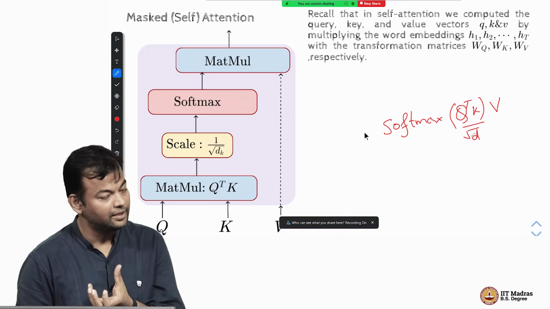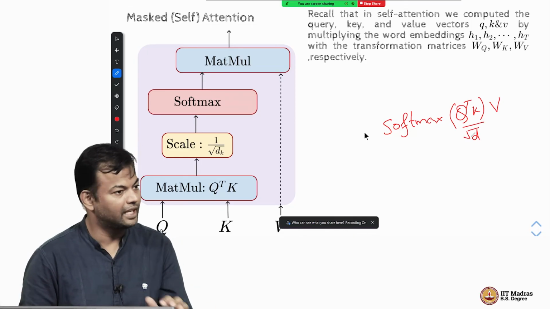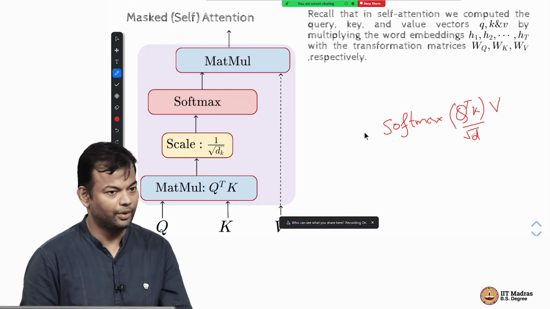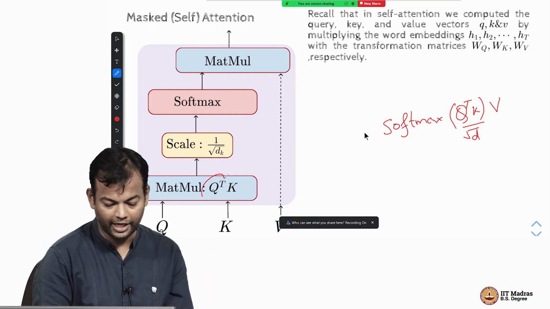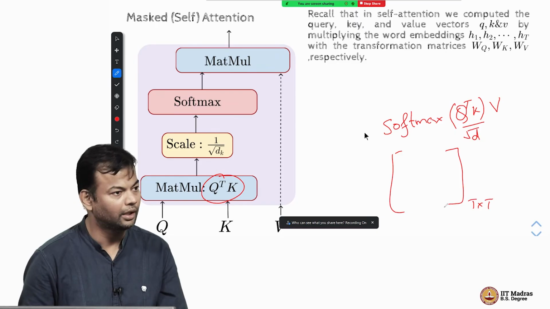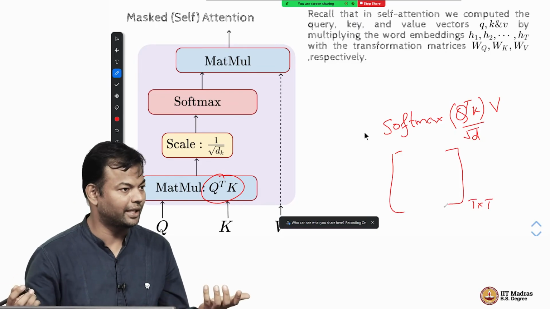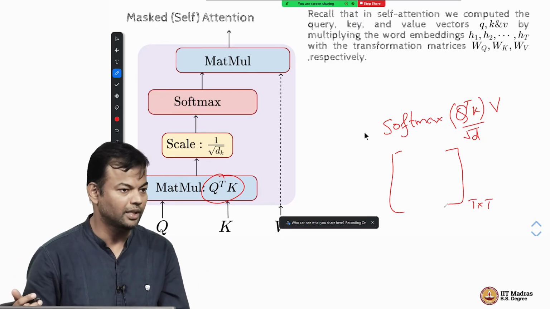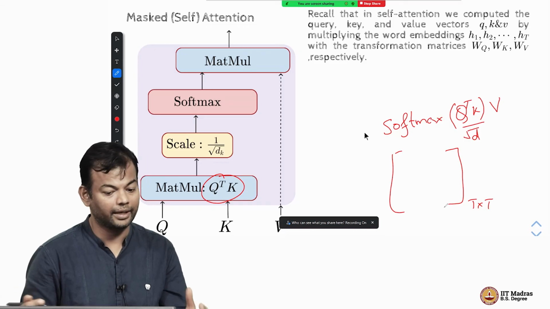So when you do this, is it a masked attention or a full self-attention? Full self-attention, because in this Q transpose K, that T cross T matrix that is getting computed, all entries are whatever they are. You have not forced any of the entries to be 0. Does that make sense?